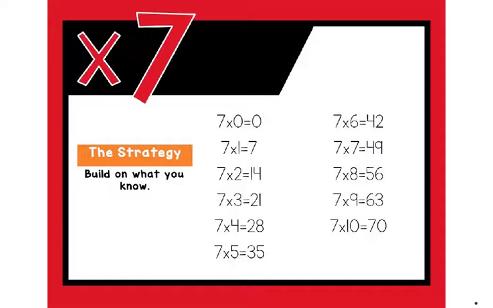Product. A product is the answer to a multiplication problem. 7 times 5 equals 35. 35 would be the product. When learning times 7, the strategy is to build on what you know. Let's try some.